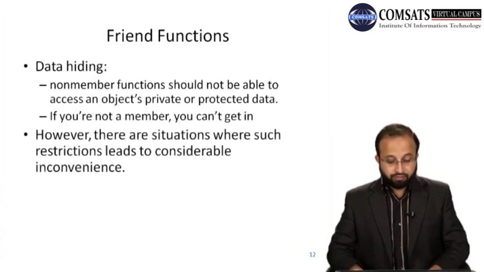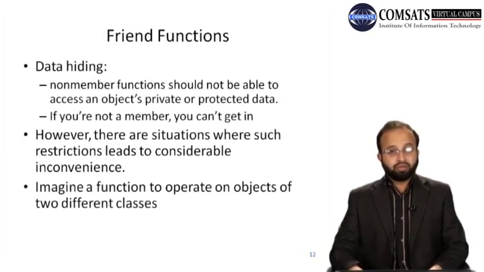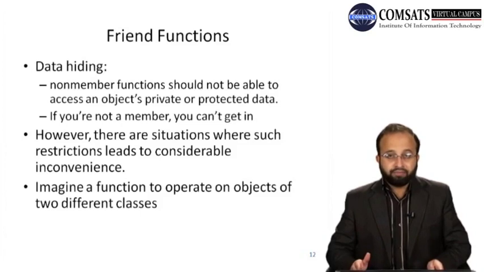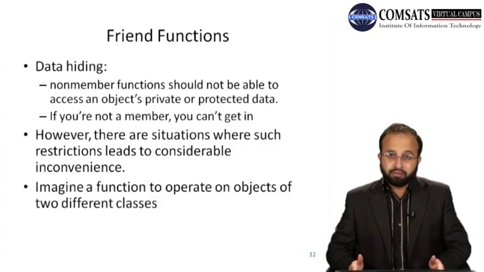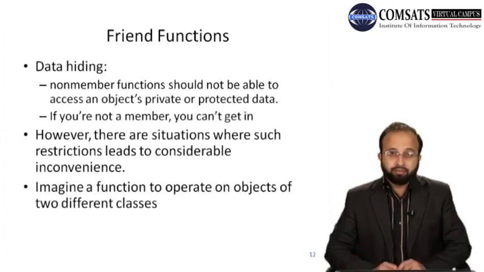So however, there are situations where such restriction leads to considerable inconvenience. Imagine a function to operate on objects of two different classes. हमारे पास कोई ऐसा फंक्शन है जो कि दो मुख्तलिफ क्लासेस के ऑब्जेक्ट के ऊपर ऑपरेट कर रहा है. मीन्स that function is required to access the private data member or the protected data member of those objects, right? But since that function is not a member function of any of these two classes, हम ऐसे नहीं कर सकते कि उसको member function बना दें क्लास A का भी और member function बना दें क्लास B का भी, और उसमें दोनों objects को पास कर दें.